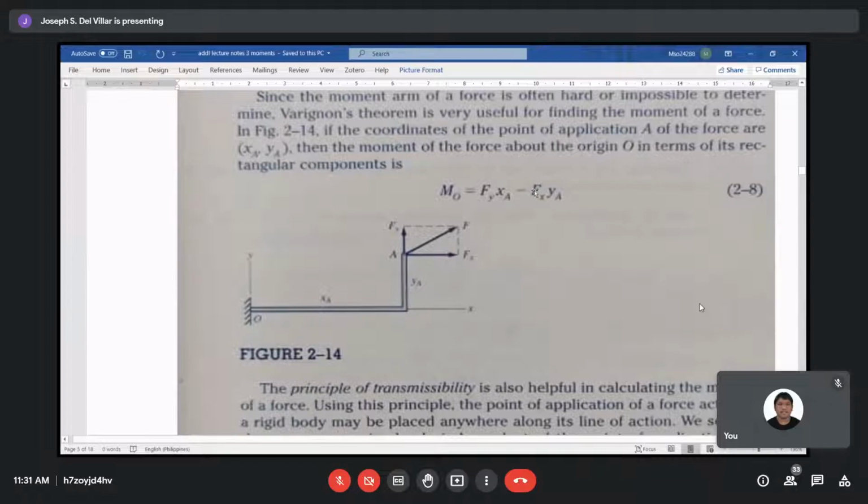Okay, so ito na siya. Kung bakit inuna si Fy? Because siya yung positive moment, no? So Fy times its moment arm XA minus Fx times its moment arm YA. So itong right-hand side, ito yung summation of the moments of the components. Parehas ito ng F times the perpendicular distance. So alin ang perpendicular distance dito?